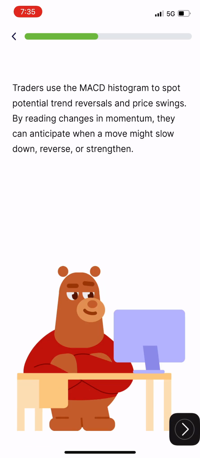Traders use the MACD histogram to spot potential trend reversals and price swings. By reading changes in momentum, they can anticipate when a move might slow down, reverse, or strengthen.